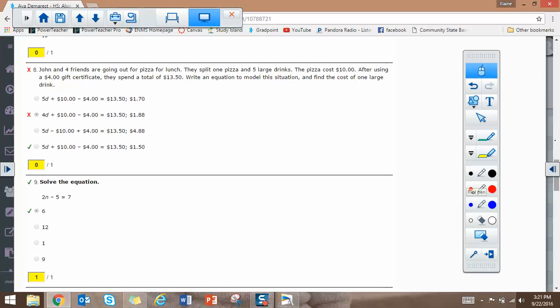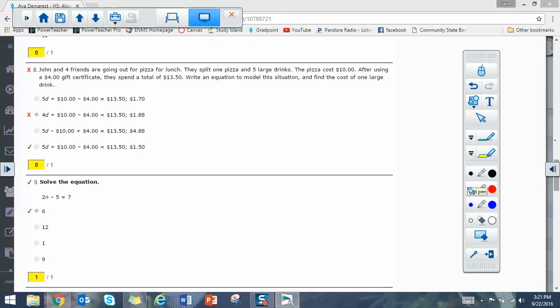Okay, number 8 says that John and 4 friends are going out for pizza for lunch. They split 1 pizza and 5 large drinks. The pizza cost $10. After using a $4 gift certificate, they spend a total of $13.50. Write an equation to model the situation and find the cost of 1 large drink.